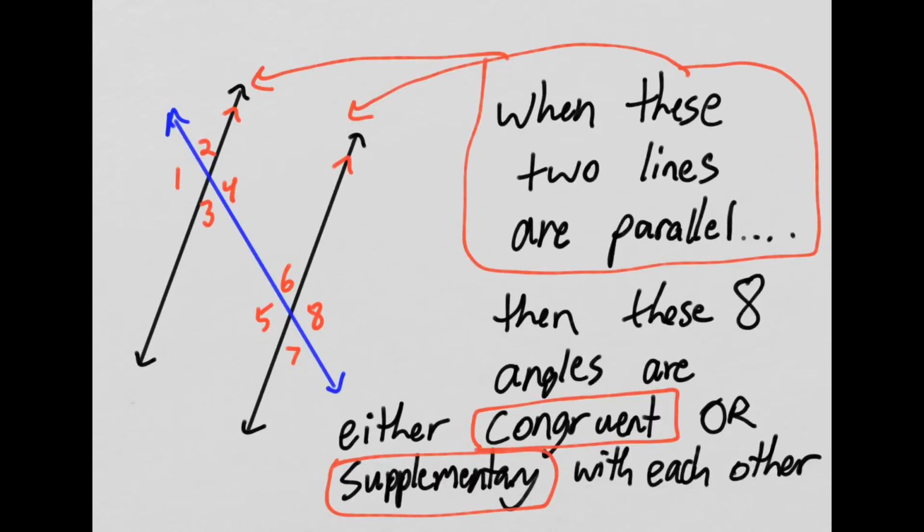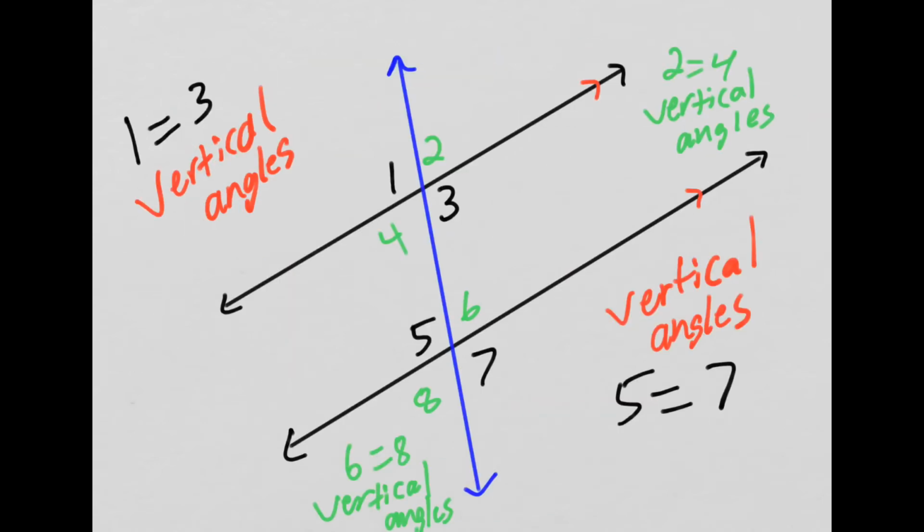But what about when these two lines are parallel and they have this little marker here? Well, then these 8 angles that are formed, 1, 2, 3, 4, 5, 6, 7, 8, are all going to have certain types of relationships with each other. Either they're going to be congruent or supplementary, one of those two. If we think about vertical angles, 1 and 3 are vertical angles. They'll be congruent to each other. 5 and 7, also vertical angles, will be congruent.